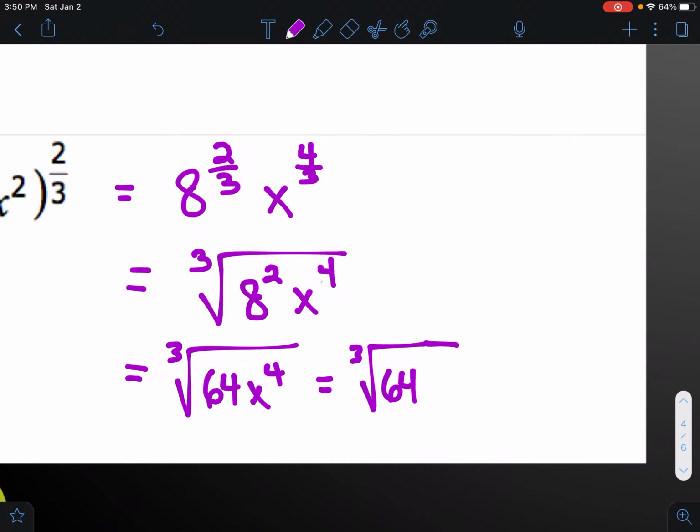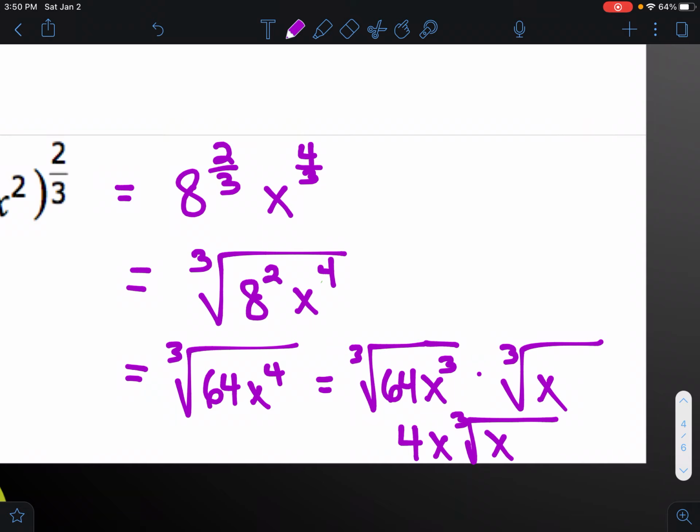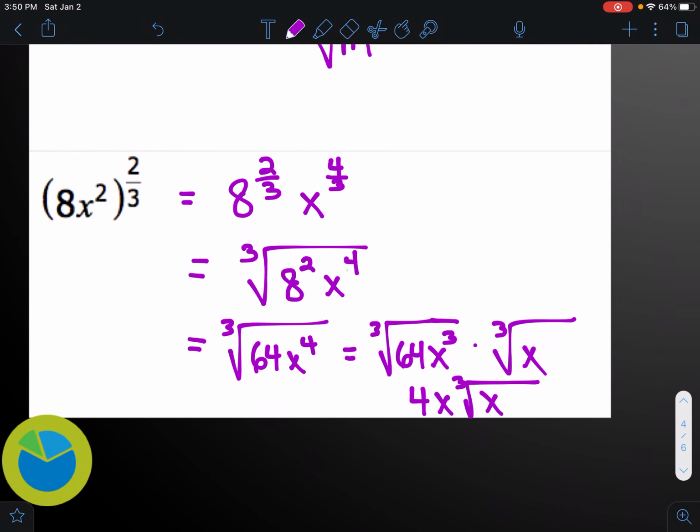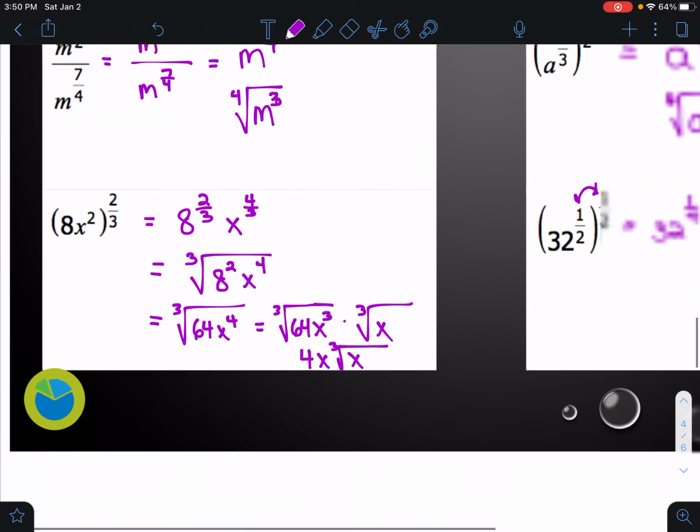64 is a perfect cube. x to the 3rd could go here, and I'd have 1x left over. So I guess the cube root of 64 is 4. This would be x. So I'd have 4x times the cube root of x. Okay. Hopefully that makes sense.